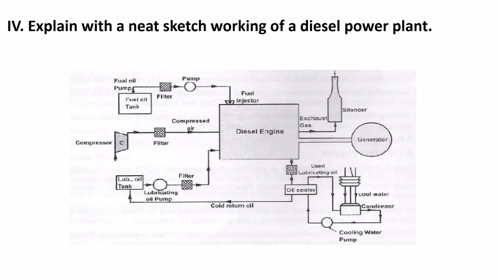So there must be a cooling system, fuel system, and lubricating system, and after burning the fuel, the exhaust goes through the silencer. The engine crankshaft is connected to a generator. It will run the generator and it will be producing the electricity. These are the major parts shown in the figure.